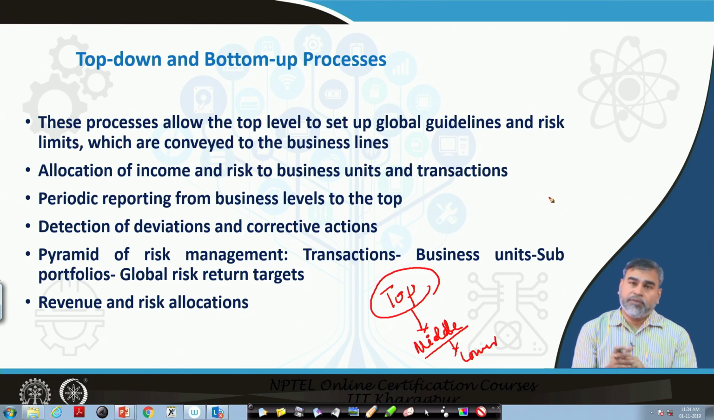So, in this context, if there is a deviation, then the top management or the top level has to take corrective actions. The target will be fixed, the message will be conveyed to the middle management or the business line, and the business line reports to the top what operations or activities are taking place and whether they are fulfilling the target or not. If there is any deviation, then again the top management has to think about what the drawbacks are, why there is a deviation, and what kind of corrective actions can be taken. So, that is why there is a pyramidal structure.